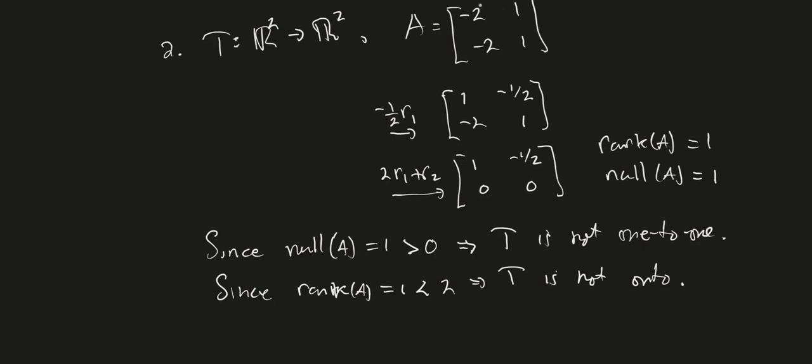And in fact, we realize this because if we were to take the determinant of this matrix, we would end up with 0. So this matrix does not have an inverse. So therefore T, this transformation, is not invertible.